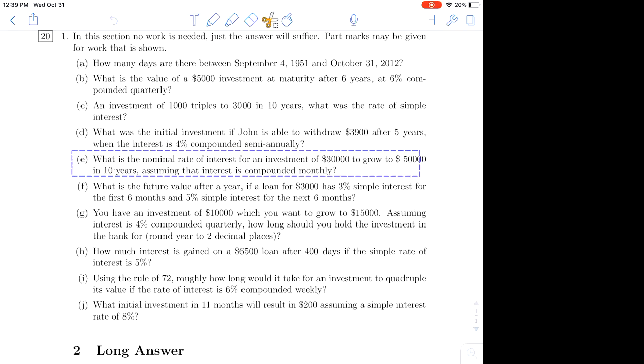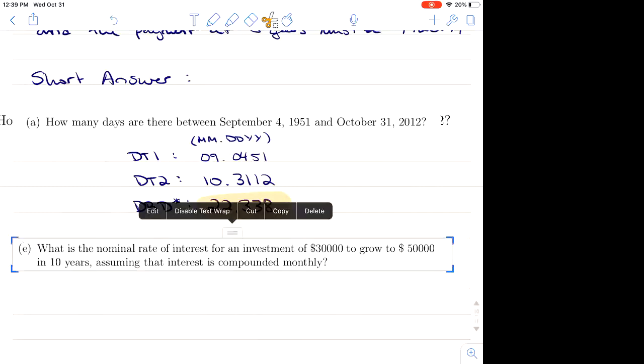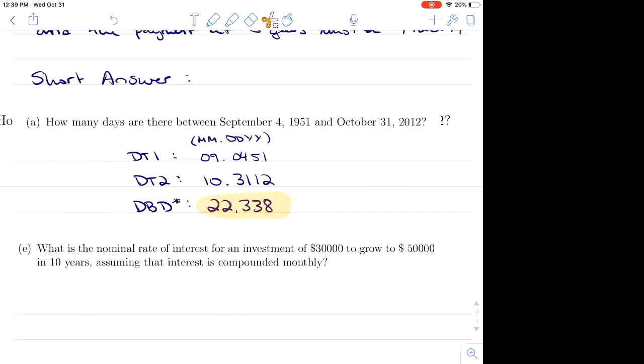I'll kind of pick and choose here. So E, I've got by request. It's so laggy too. That's what's so annoying.